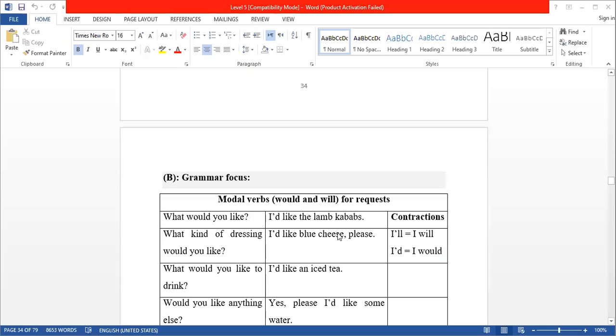Now we are going to talk about B, grammar focus. We are going to talk about the modal verbs would and will for questions. طبعا عندنا would and will. هي will the past tense of would. Okay, will the past tense of it is would. يعني الماضي بتاع will و would. يعني احنا هذه الاثنين من would and will بنستخدمهم في ايه؟ بنستخدمهم في طلب. لو تبي تطلب شخص او شيء من شخص يعني.